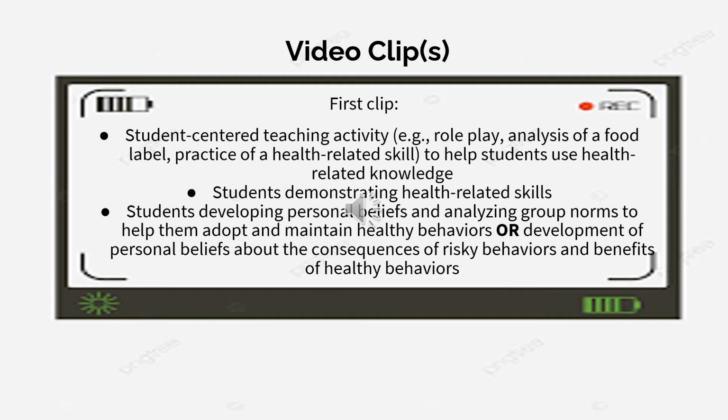Secondly, students have to actually be demonstrating that they are using those skills. And then the third is that students need to be showing that they're developing personal beliefs or analyzing group norms in some way that help them to adopt and maintain healthy behaviors. Or you can show development of personal beliefs about the consequences of risky behaviors and benefits of healthy behaviors. So you want to show how students are learning to think about how groups look at choices and how to make healthy choices or to avoid risky behaviors and what the consequences might be.